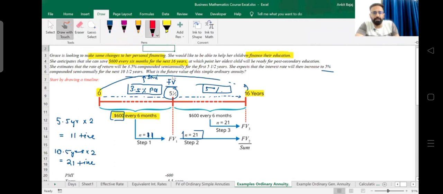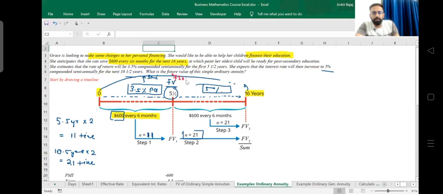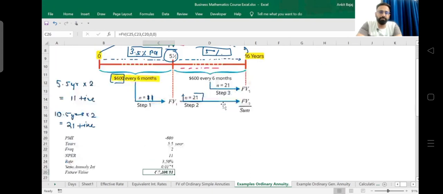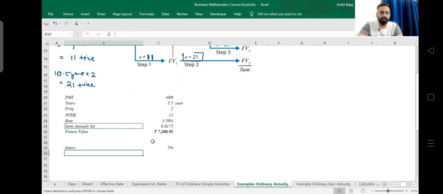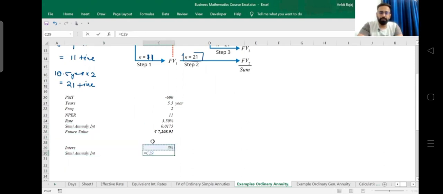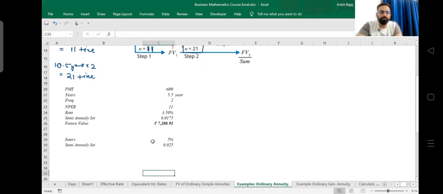7,208 rupees. Now further, you have not withdrawn this amount, right? Still you will be investing 600 every 6 months, right? Now after 5.5 years, when we will do the calculation, there will be a change in interest. Here interest was 3.5%, now interest is going to be 5%, right? Now if I calculate semi-annual interest, what will be the amount of semi-annual interest? It is going to be 5% divided by 2. Right? So it is going to be 0.025 or 2.5%, right?